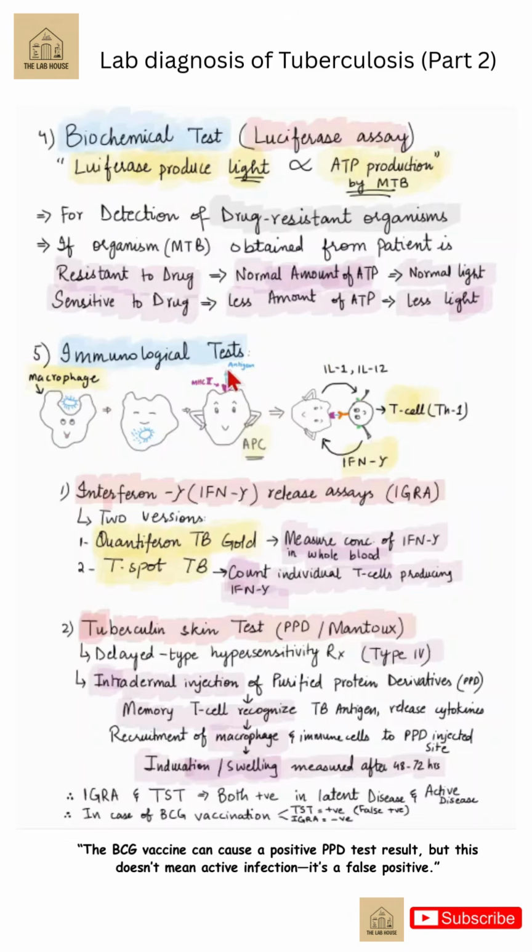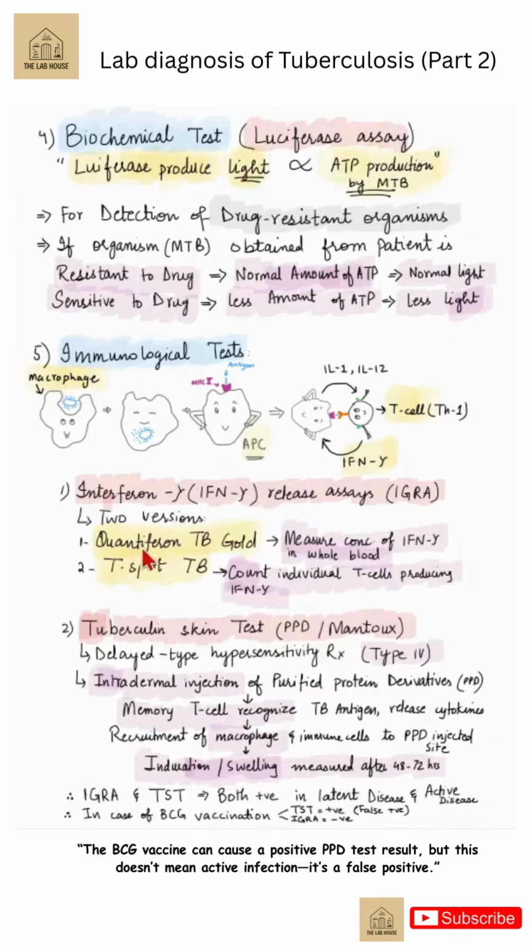The next is immunological test. This is the procedure that occurs in both these tests, that the macrophage engulfs the bacteria. The macrophage presents the antigen on the MHC class to become the antigen presenting cell, and the macrophage will activate the T cell and the T cell will release the IFN gamma. Remember that this IFN gamma production is calculated in the interferon gamma release assay, IGRA.